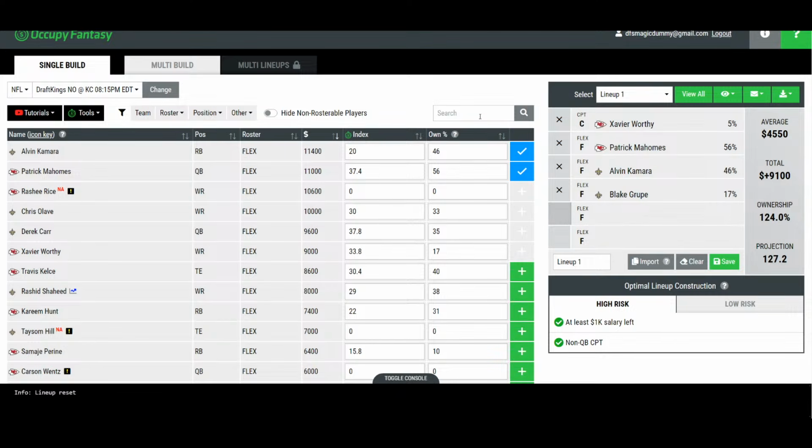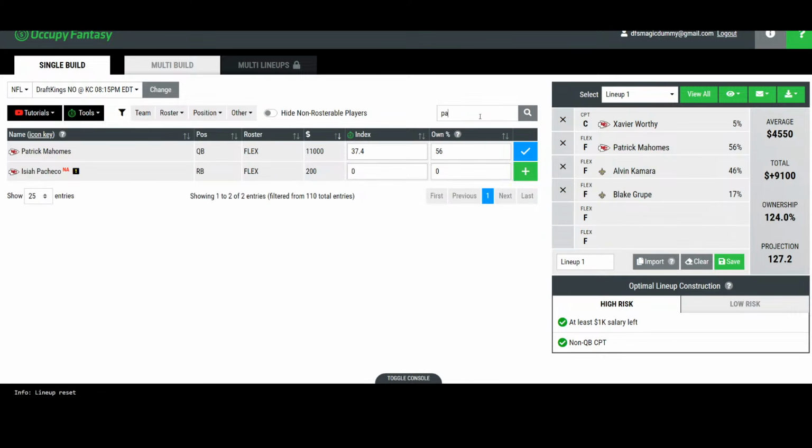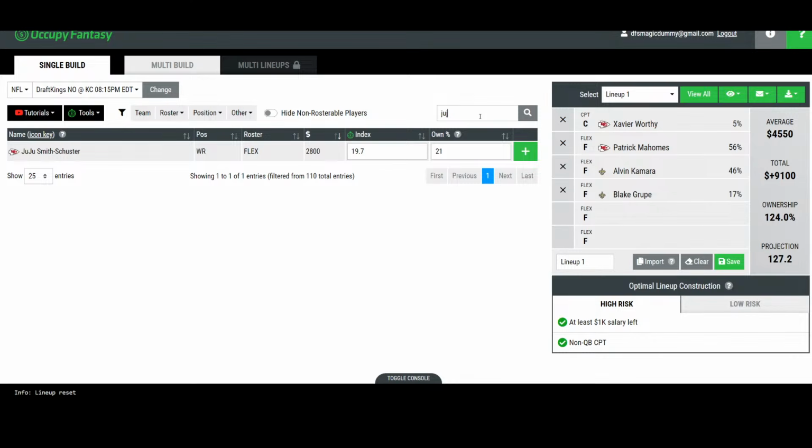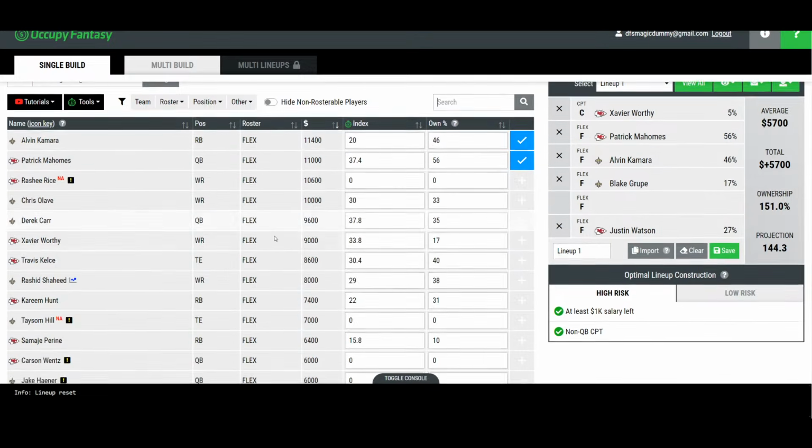Maybe we compare another pass catcher with Patrick Mahomes. And maybe it's Juju, 21% at $2,800. 6,300, that doesn't give us much difference. What about Justin Watson? 3,400. Now we have 5,700 left for our final player.